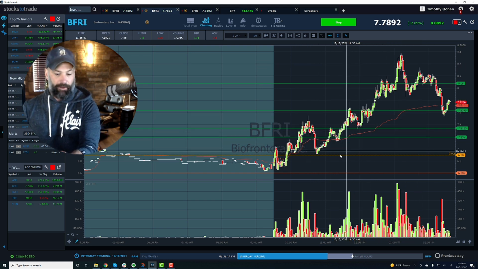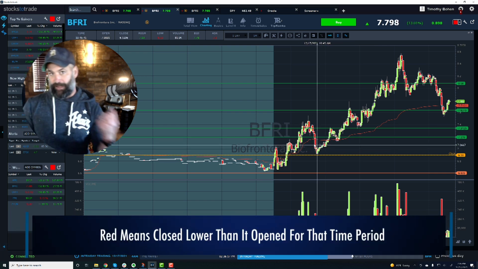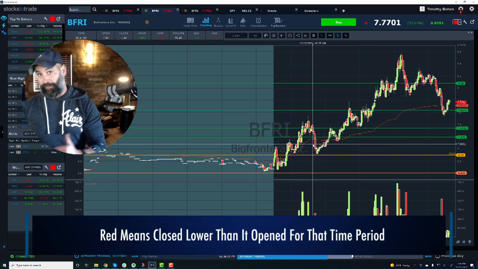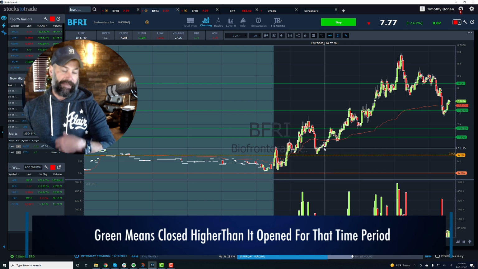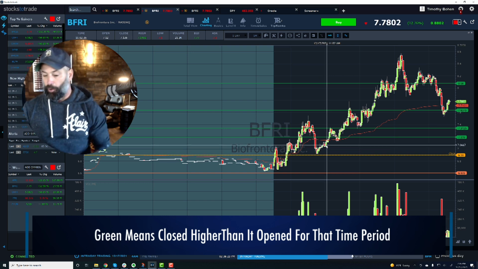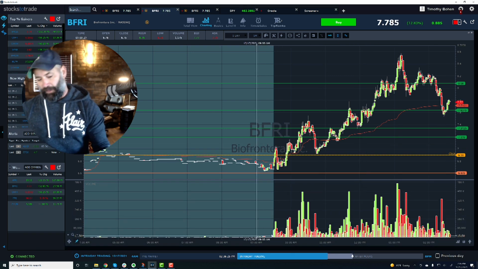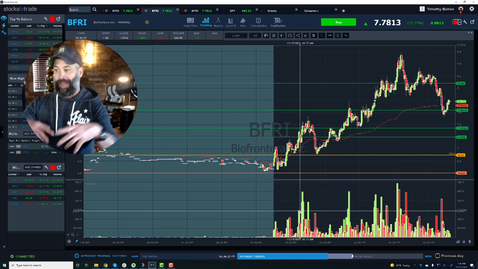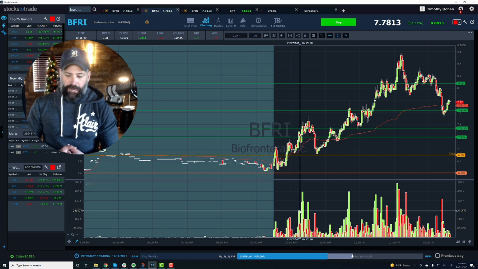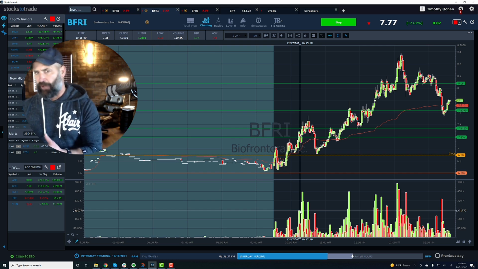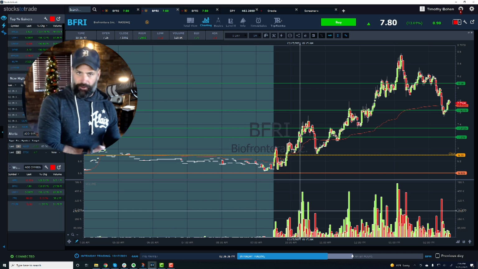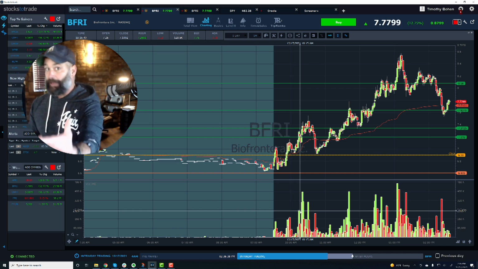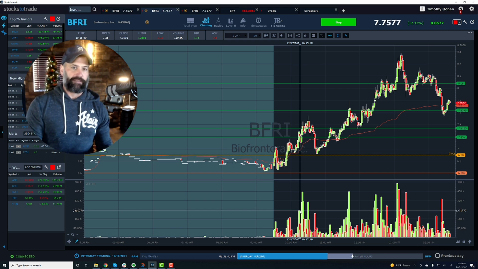Now we're looking at a 1 minute. Again, red candles mean it closed lower than it opened. Green candles mean it closed higher than it opened. And then the last thing, and this applies for all the charting platforms, is the volume candles. This is something I get asked about a lot. A lot of people ask, why are some volume candles green and some volume candles red? Great question, very often misunderstood.